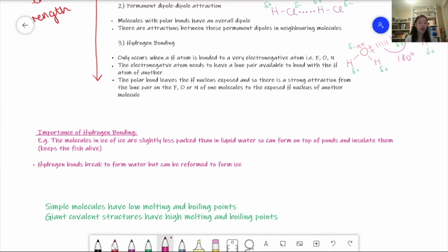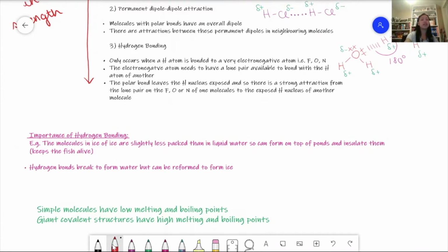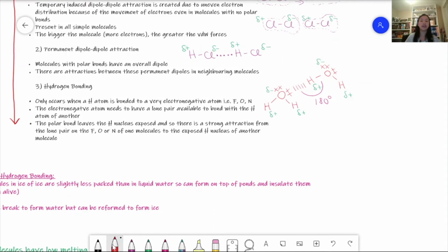What happens when ice forms water is that the hydrogen bonds break. So hydrogen bonds are actually the strongest out of the three intermolecular forces, but it's a lot weaker than covalent bonds, so they don't take very much energy to overcome really. So they can break to form water, but they can be really easily reformed to form ice. And the reason why I drew the waters to be 180 degrees is that a rule for hydrogen bonding is that always when something hydrogen bonds, the angle will always be 180 degrees.